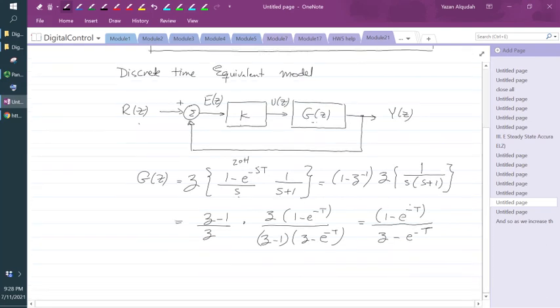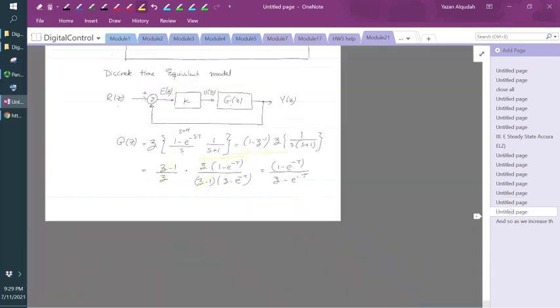Either using the residue method or using the table that we have at the end of the book, we can get the z transform, and it's going to be the expression here. This is the z transform that is the result of this. 1 minus z to the negative 1, I can write this as z minus 1 over z. Multiply them together. z with z is going to cancel, z minus 1 is going to cancel. I'm going to end up with 1 minus e to the negative T divided by z minus e to the negative T. So this is my g of z.